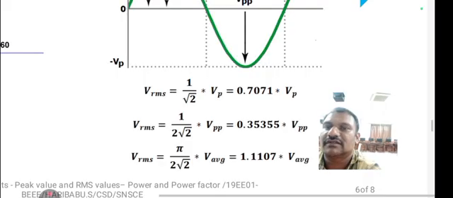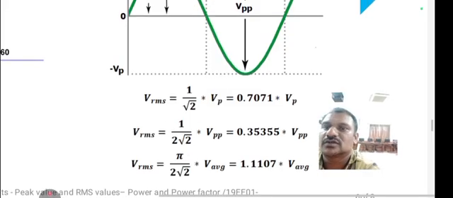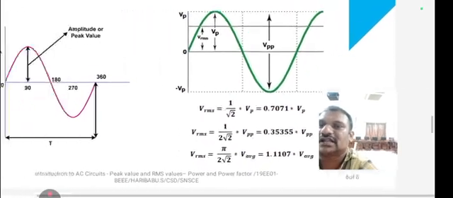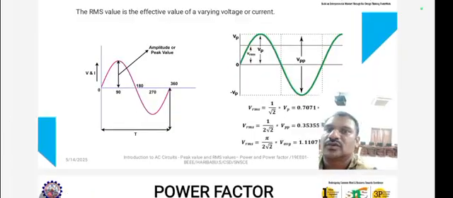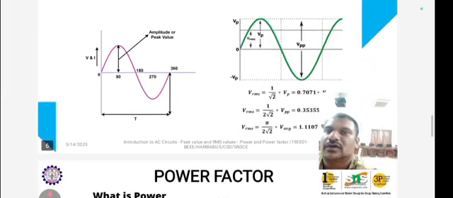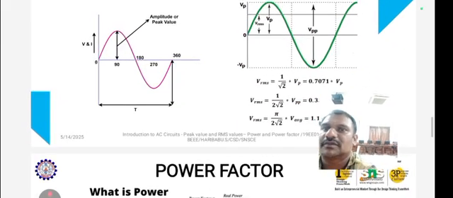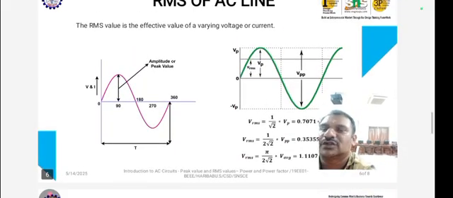That is 1.1107 into V average. So we have to consider those formulas when we calculate the RMS value through the peak value or average value. That time we can use these values.